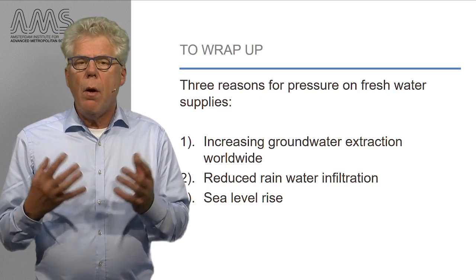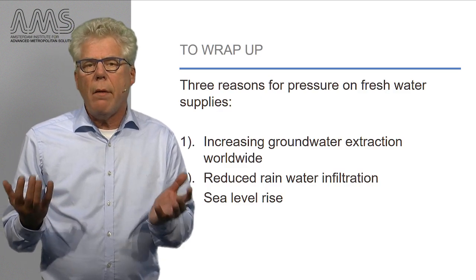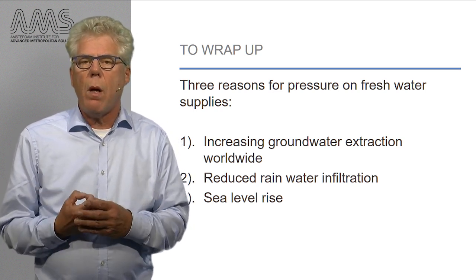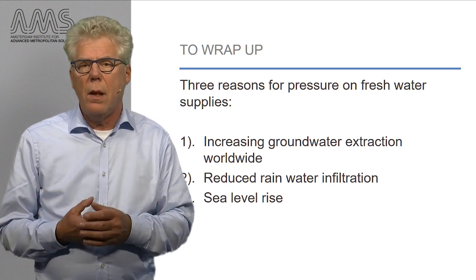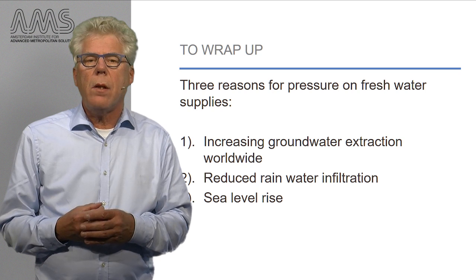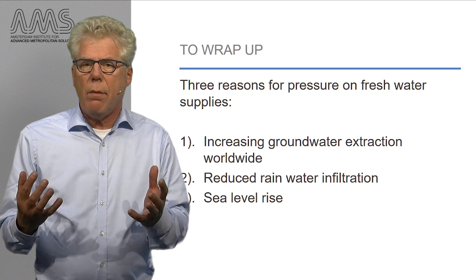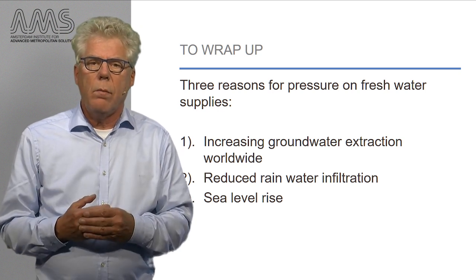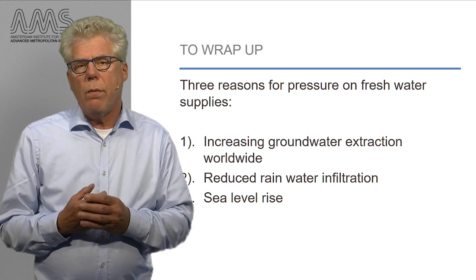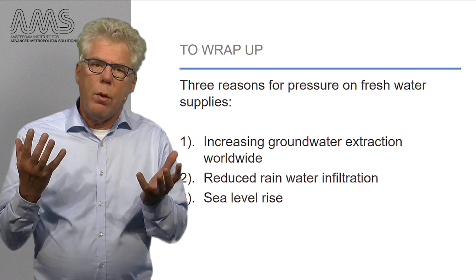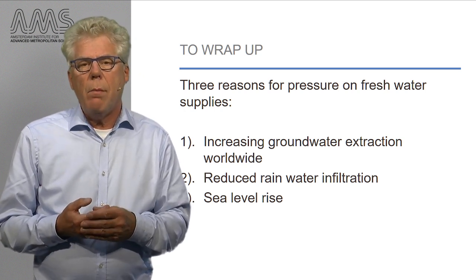So in summary, urbanized coastal areas and the surrounding agricultural lands are under threat from 3 factors that influence the state of fresh groundwater stocks, and this is worldwide. Increasing groundwater extraction, reduced rainwater infiltration, and sea level rise driving saltwater intrusion. All of which put groundwater resources at risk. So in conclusion, delta cities have to cope with reduced freshwater availability. And do you have any ideas how to solve this problem?